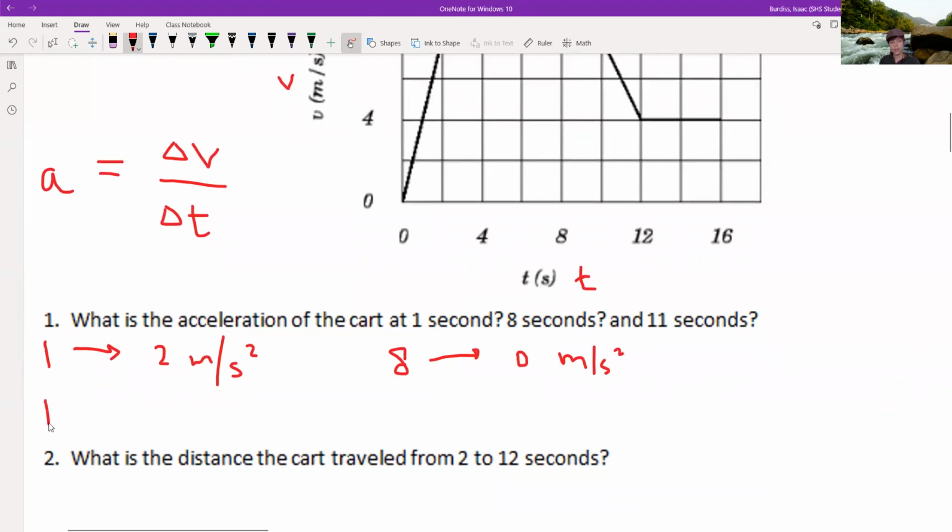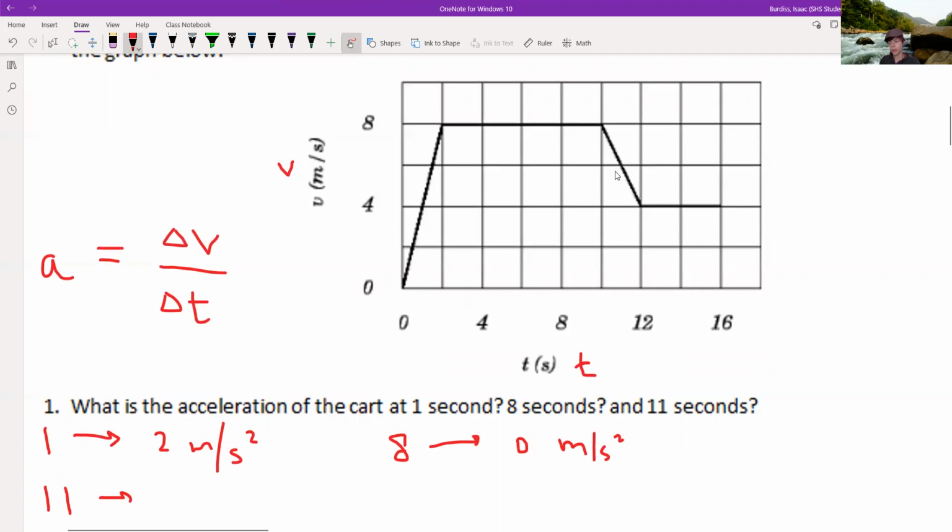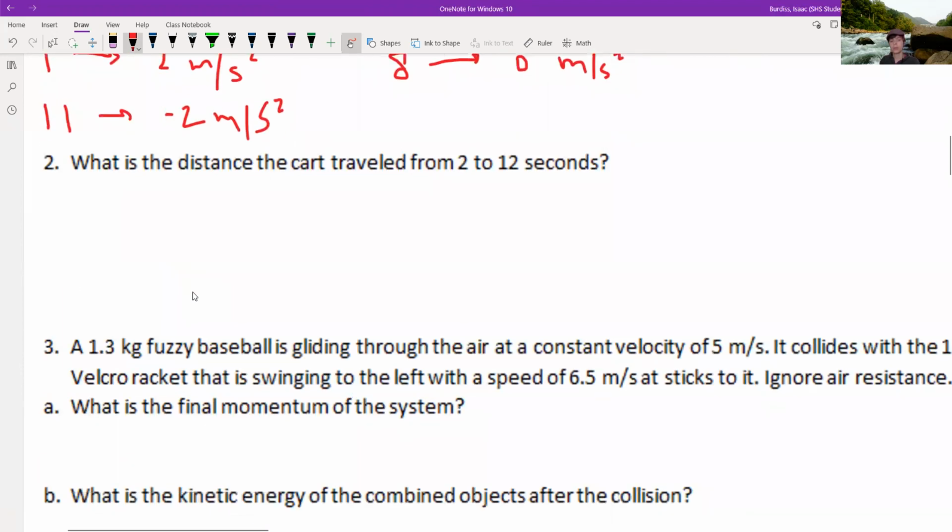And 11 seconds. What about right here? Okay. That is like going down 2 over 1. So negative 2 meters per second squared. And how do we know that it's slope anyways? Well, slope is change in y over change in x. Y is v, x is t, so that makes sense.